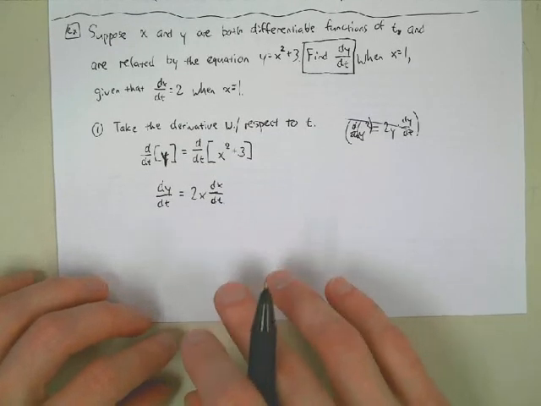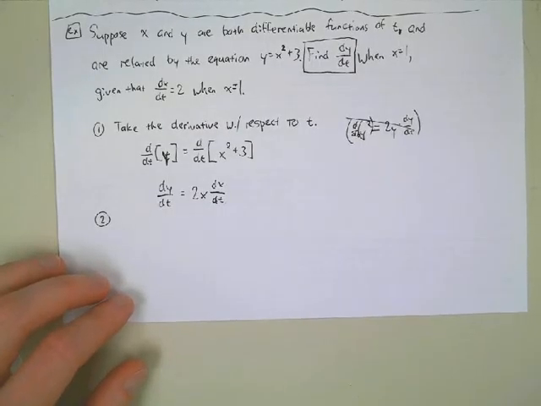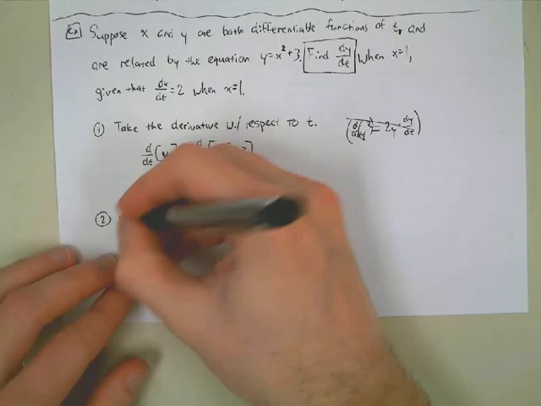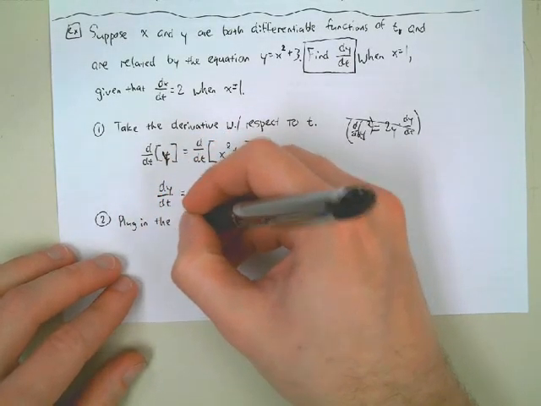All right, so that's step 1. Step 2, we want to find dy dt, and so we're going to plug in the given values for the variables.